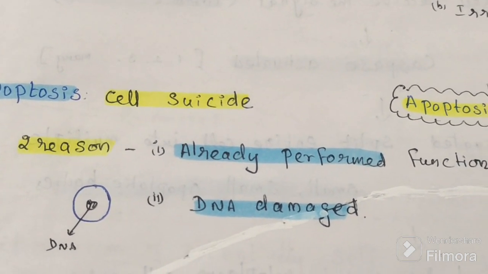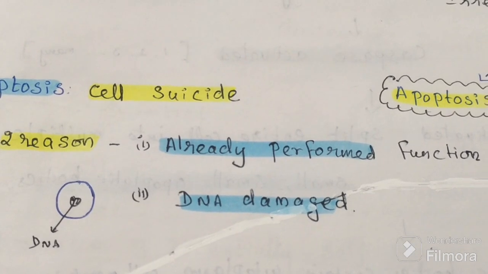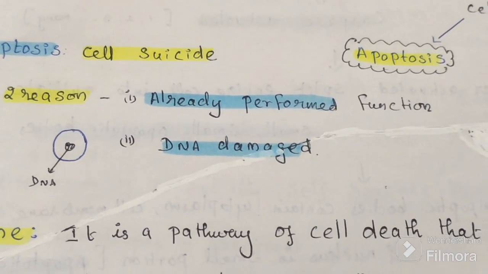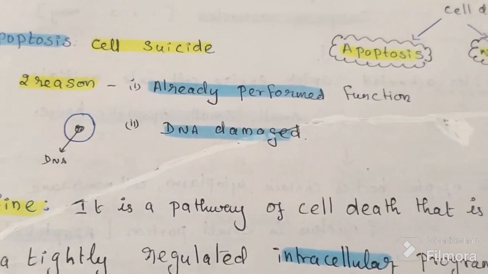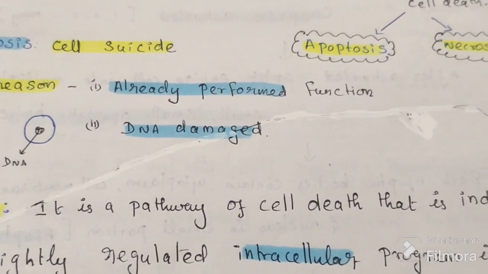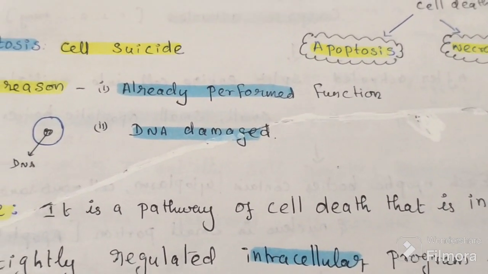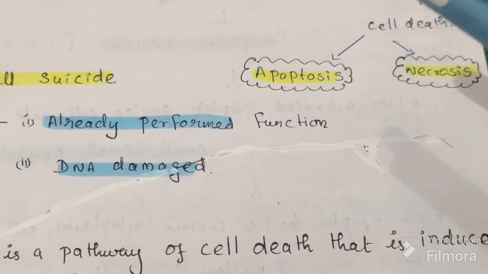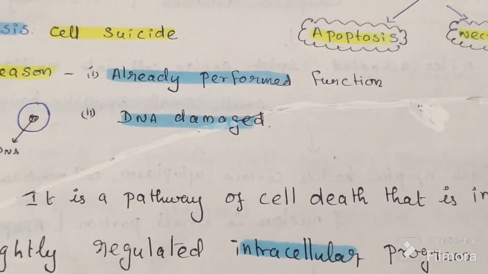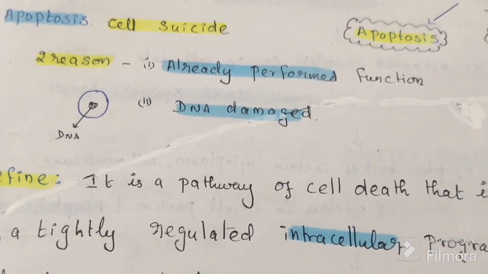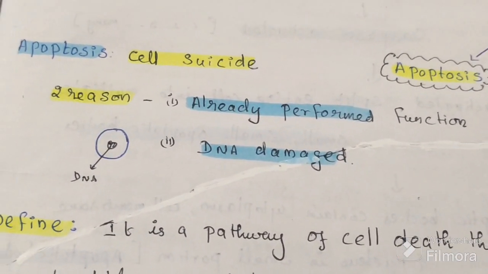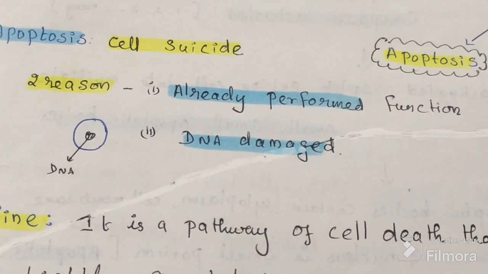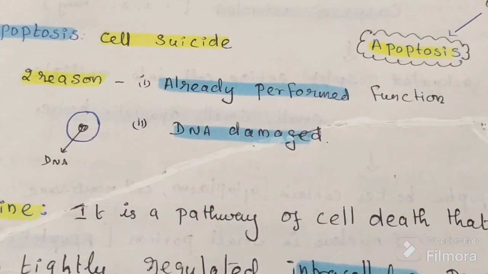Apoptosis is a type of cell death in which a series of molecular events in a cell leads to death. How does a cell select whether it wants to die by apoptosis or necrosis? Why two types of cell death? So how will we define it? It is a cell suicide. Apoptosis is a cell suicide. Why does a cell want to commit suicide? There are two different types of reason.